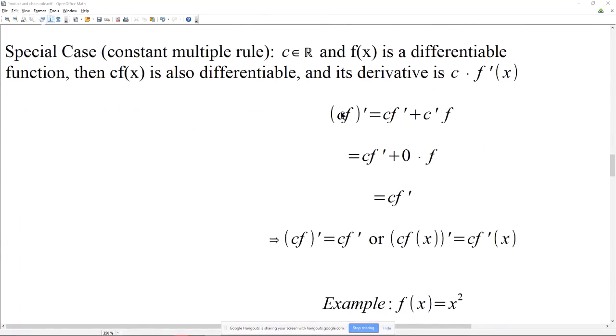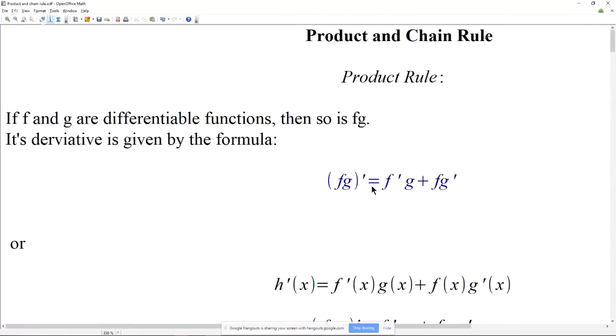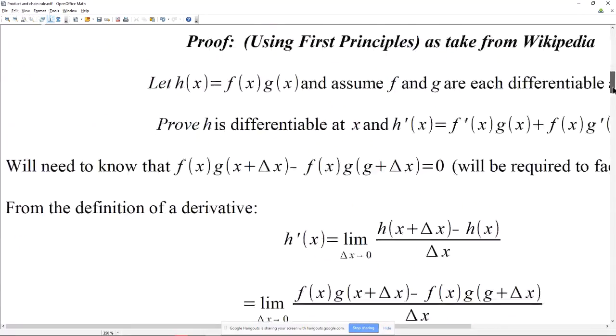If I have C times some function, and I take the derivative, it's going to be equal to the derivative of the function times the constant plus the derivative of the constant times the function. And all that is a special case of the product rule, only with a C instead, where C is a constant.